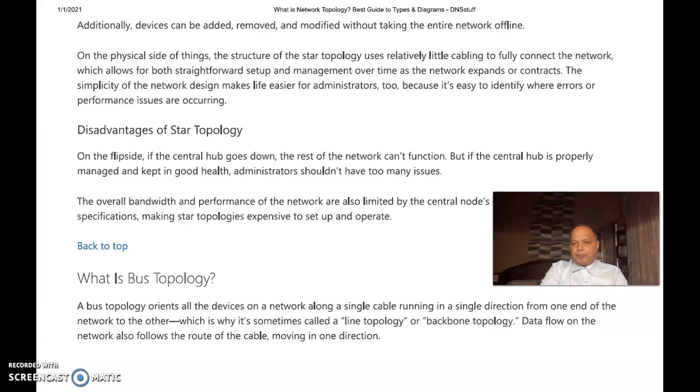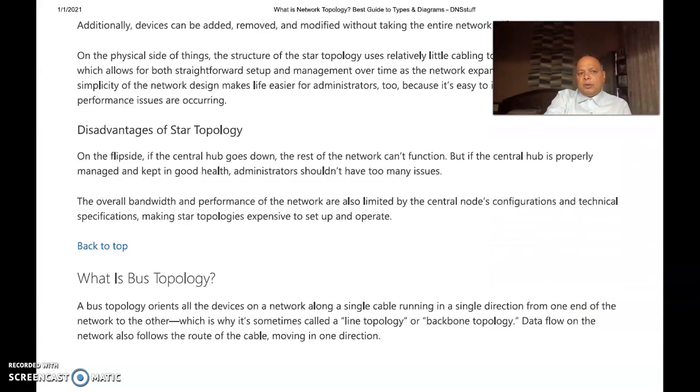You can as well go through the text, and you can get more idea regarding the star topology. Just look around and try to locate where star topology is being deployed in the computer networking world. Now the second topology is the bus topology.